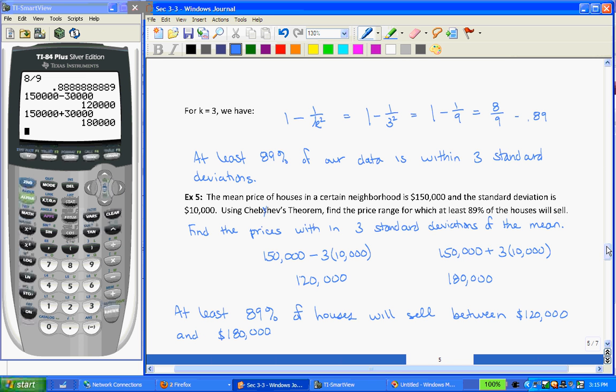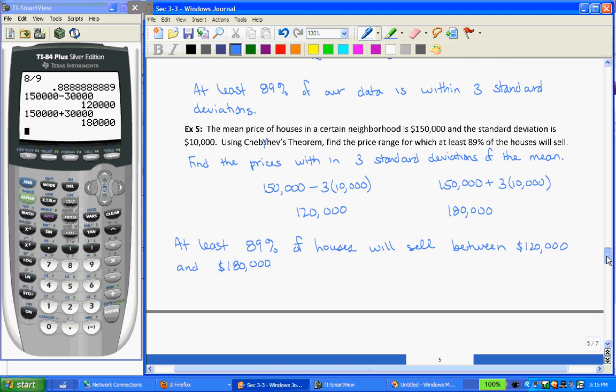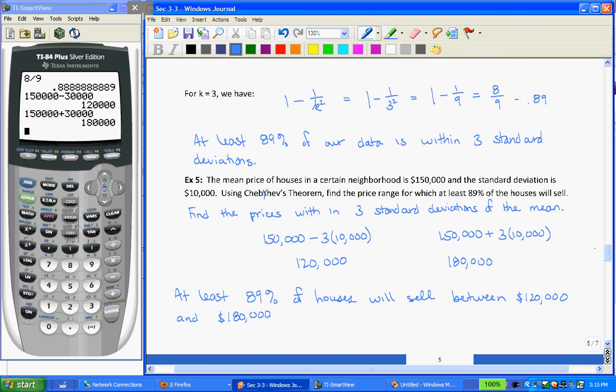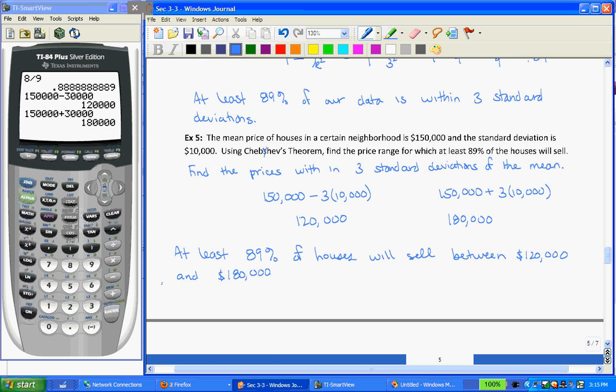Okay. If for some reason we had a different percentage here and we didn't automatically know K, let me just mention this in case it comes up in a homework problem. If we didn't know what K was automatically, we could back solve to find that. So let's say I didn't know at all. I hadn't done the previous work. I would set up 1 minus 1 over K squared, set that equal to 0.89, and then solve for K.